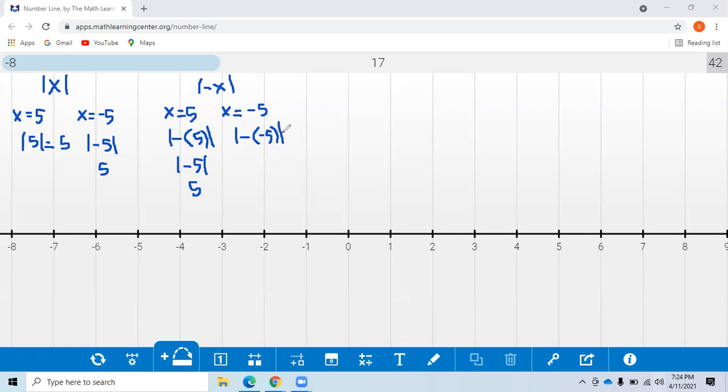I need to simplify what's inside my absolute value symbol. I have the absolute value of the opposite of -5. Or another way to think about it is the absolute value of the opposite of 5. Well, that's 5. So we have the absolute value of 5, which we know is 5.